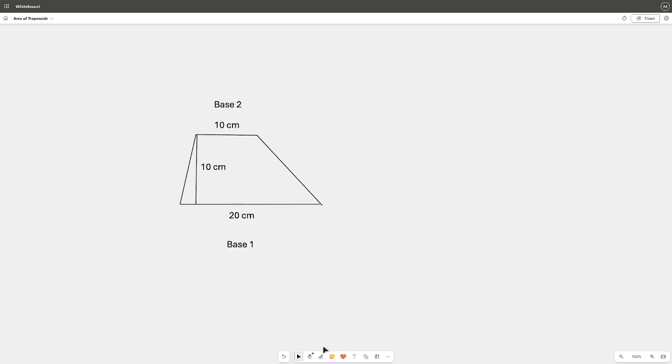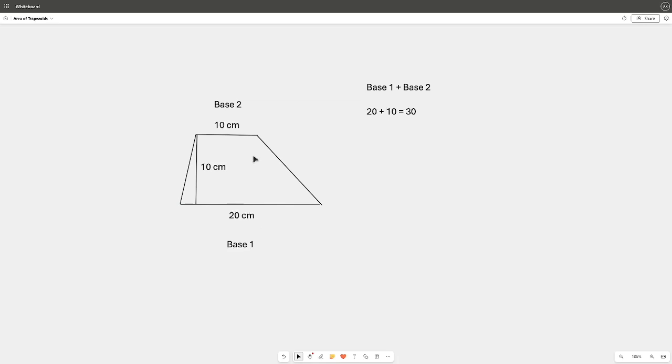So here we go. The first thing we do is we have two bases, right? We have the bottom, which is base one, and the top, which is base two. We're going to add those two bases together. So that is the first thing you do. You do base one plus base two. In this case, that's going to be 20 plus 10. And that would give us 30. So first step is done. You added base 1 plus base 2, and you got 30.